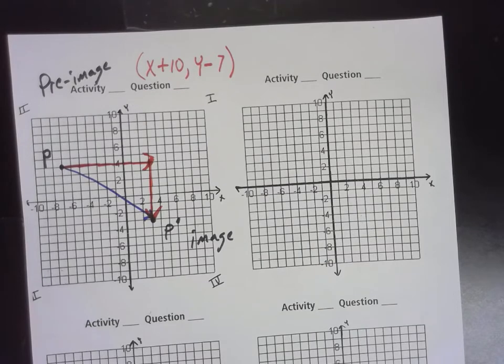P prime. That is a segment. Can everybody find that segment? Okay. And then find Q prime. Can you find that segment? Are they marked congruent in the picture? Are they parallel to each other?